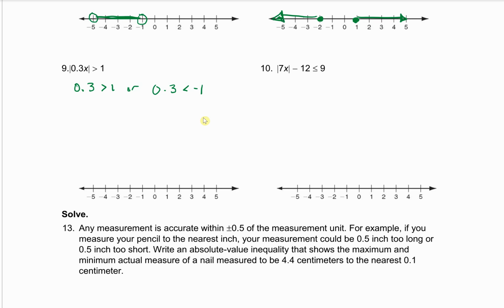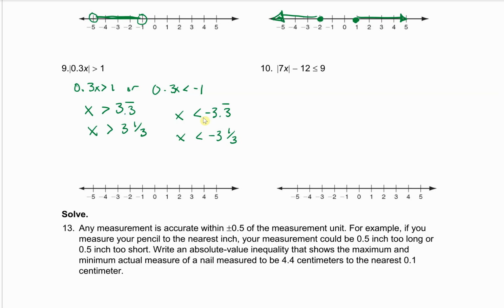It's going to actually be bigger. 1 divided by 0.3 is, well, I forgot my variables. I'm falling apart, people. So x is going to be greater than 3.3 repeating, which means that x is greater than 3 1/3. Same thing over here. X is going to be less than negative 3.3 repeating. So x is less than negative 3 1/3.